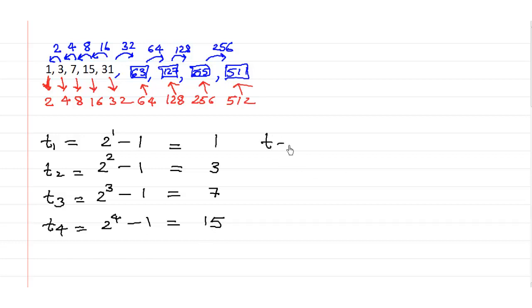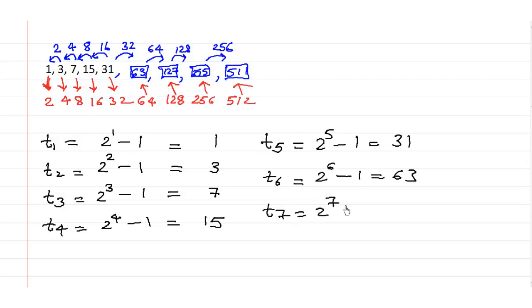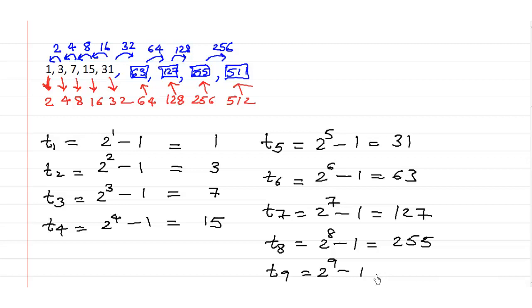In the same way, T5 is equal to 2 raised to 5 minus 1. So we'll get a 31. And in the same way, T6 is 2 raised to 6 minus 1, which is 63. And T7 is 2 raised to 7 minus 1, which is 127. Then T8 is 2 raised to 8 minus 1, which is 255. And T9 is 2 raised to 9 minus 1, which is 511. So in this way we need to write in the exam.